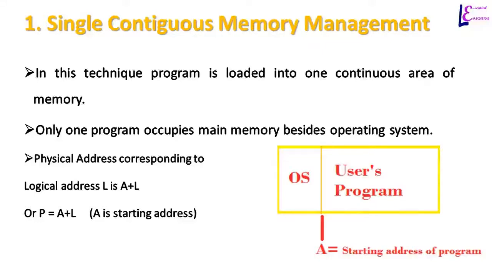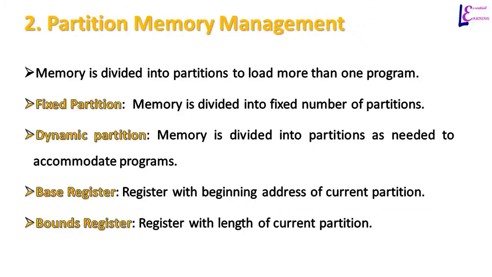We will discuss three ways by which memory is managed by the operating system. First one being single contiguous memory management. In this technique, the program is loaded into a contiguous area of memory available beside the operating system in main memory. Here, beginning address A is the last address of the operating system in main memory. A user program will start loading from that address, so the physical address of the program will be beginning address A plus the logical address of the program.